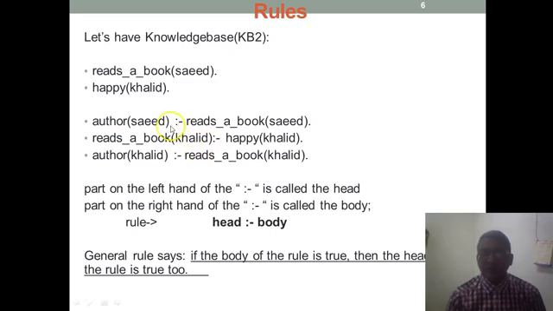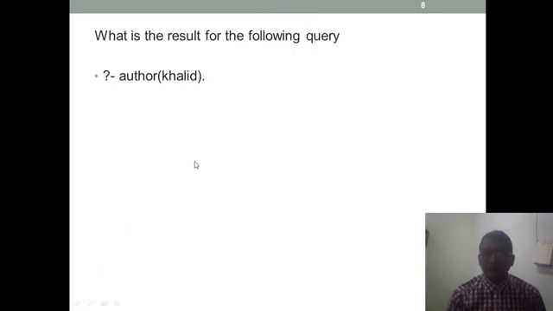As I told you, in these rules, if the right hand side body is true, then the head is assumed to be true. So based on the happy Khalid fact, we can infer that Khalid also reads the book. This is a new fact that the knowledge base has generated out of the given information. Now, if you look at rule number 3, because we have already identified that Khalid reads the book is true, it says that Khalid is the author. So Prolog will return the answer as true.